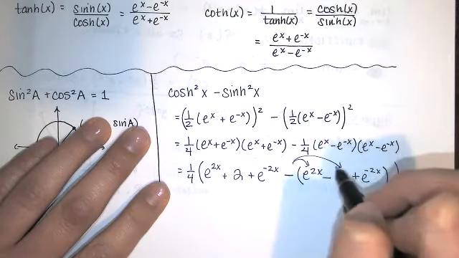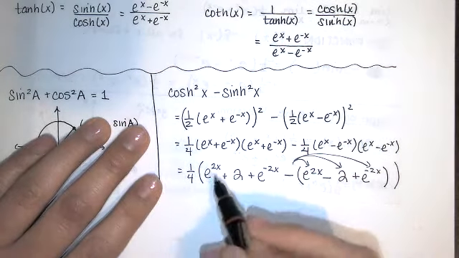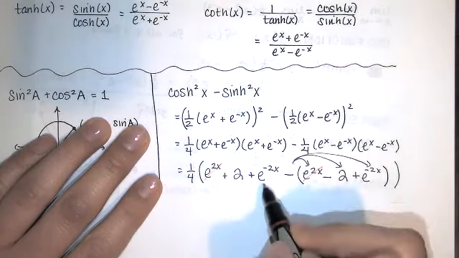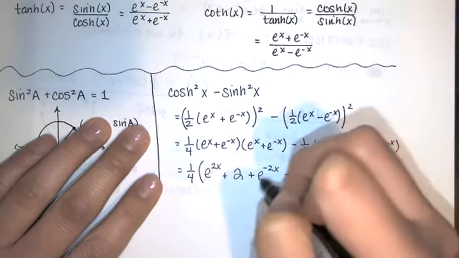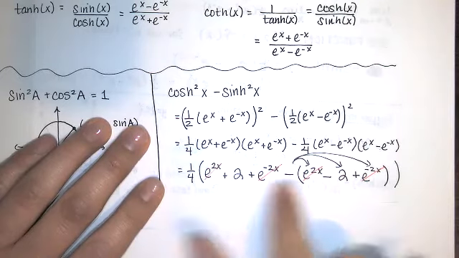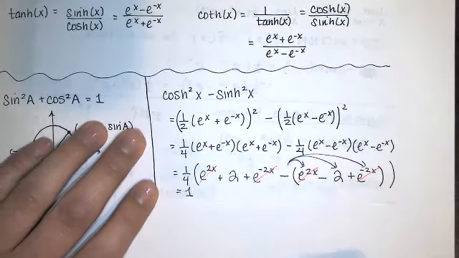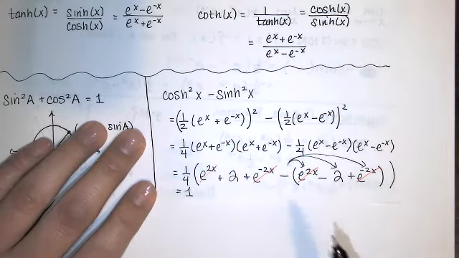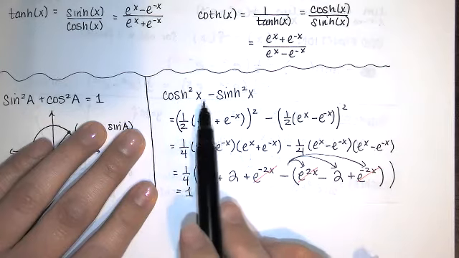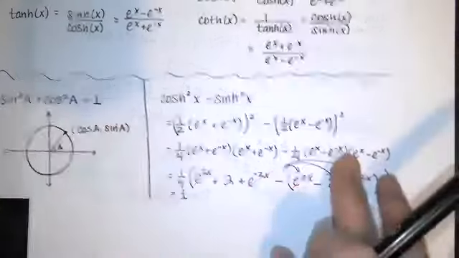Distribute that negative. Do you see what's going to happen? I'll have e to the 2x over here minus that one. And e to the negative 2x here minus that one. And I've got 2 minus a negative 2, that's 4, times 1/4 is 1. That's 1, guys. The hyperbolic cosine of x squared minus hyperbolic sine of x squared is equal to 1.